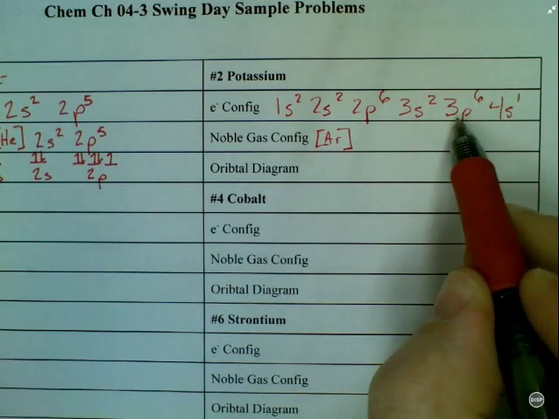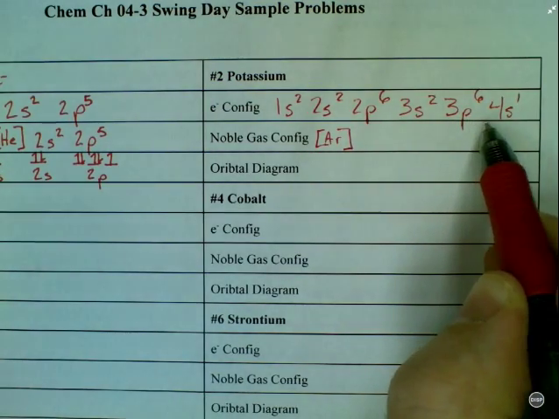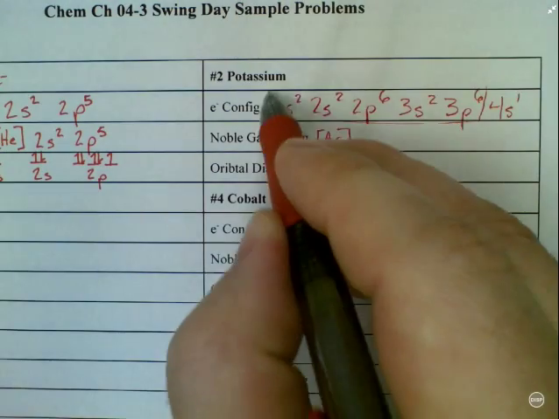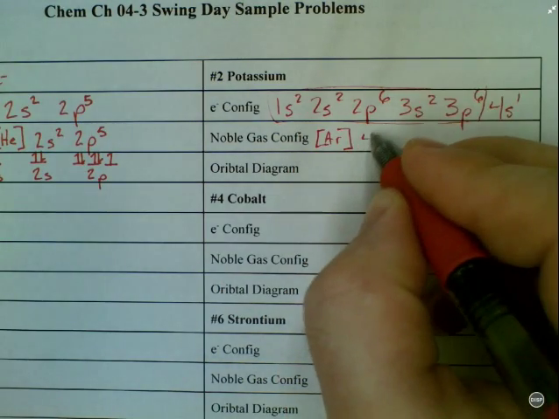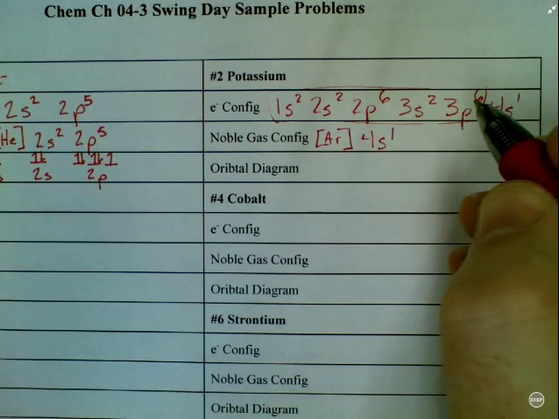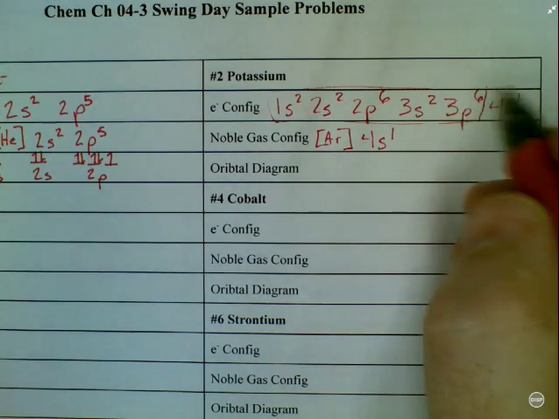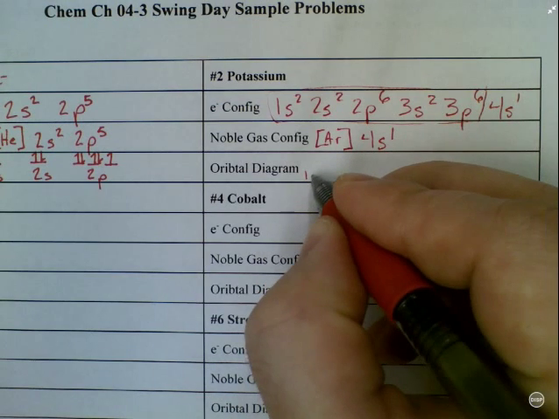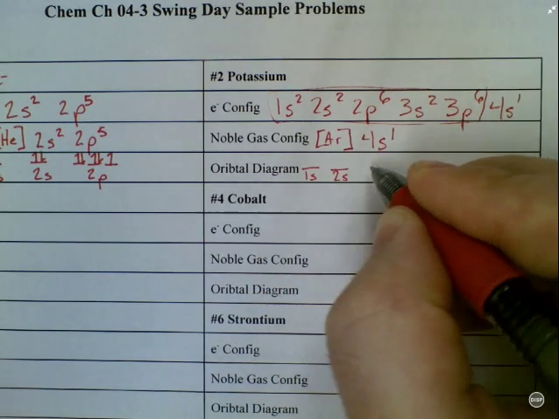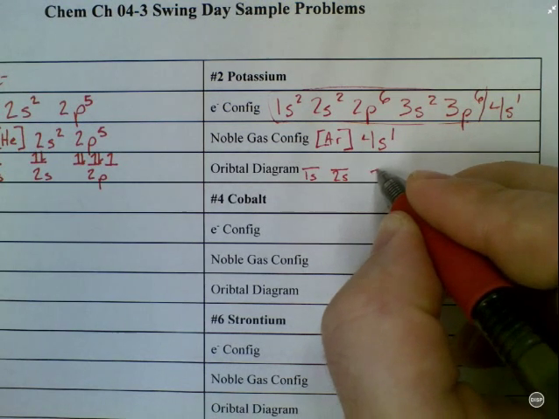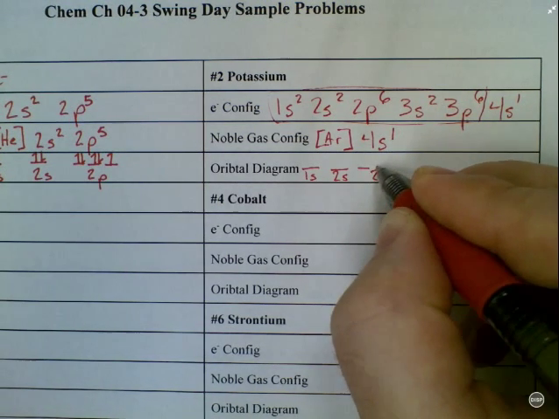And argon brings me all the way up to this 3p6. So argon is actually going to replace all of this. So all I have to do is write argon and then 4s1. Orbital notation is going to be kind of annoying, though, because I got to squeeze all of this stuff into this small space, which I'm not going to grade you down if you spill out of the table here.